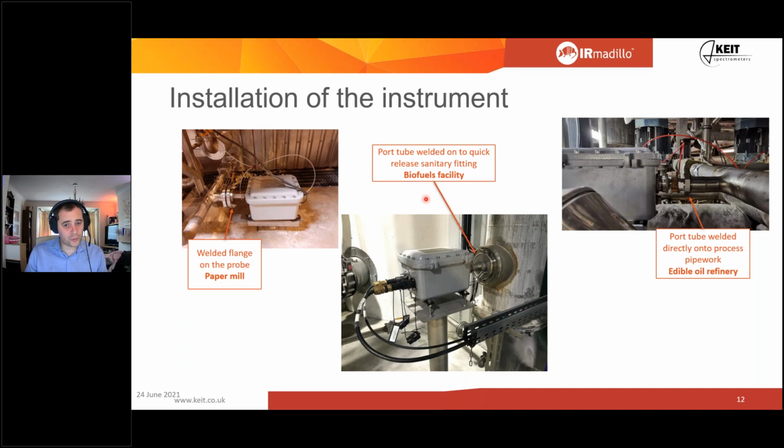This is in a biofuels facility. This biofuel plant is making its fermentation. They're making bioethanol. And there's what we call the port tube. So you can see there's a little tube there that's welded onto this quick release sanitary fitting. So that can be taken off very quickly if need be. And this is in the recirculation pipe. So they're recirculating corn mash through this all the time, and it's constantly, again, making measurements and monitoring their fermentation.